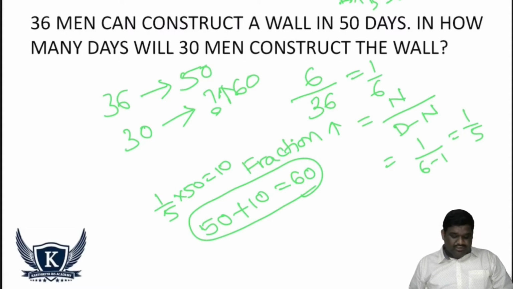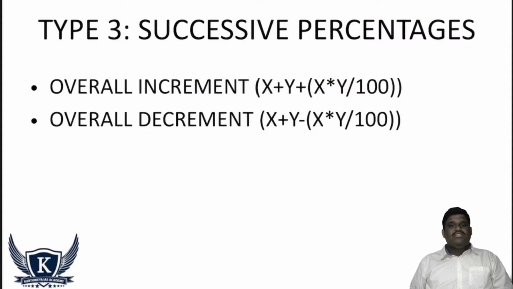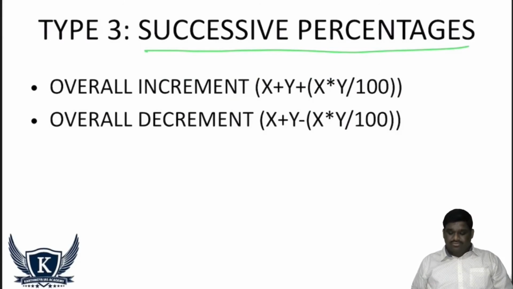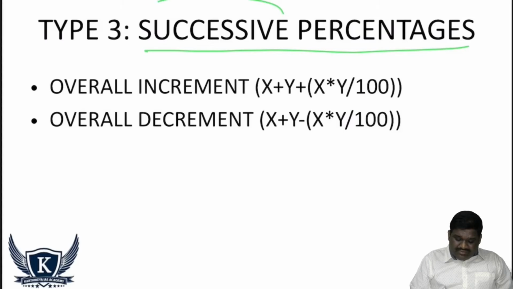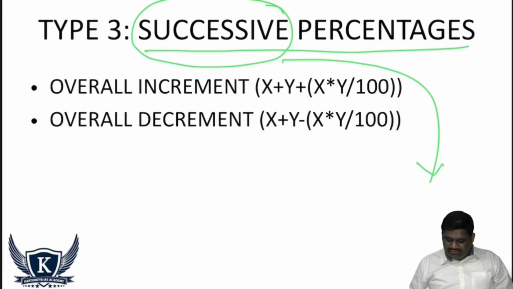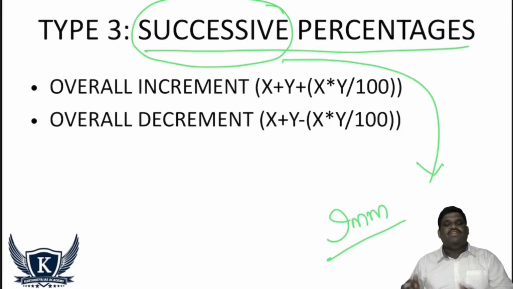Moving on to the next model. The next model is about successive percentages. What is the meaning of the term successive? Successive means immediate. The immediately next one we call a successive one. So what is a successive percentage?